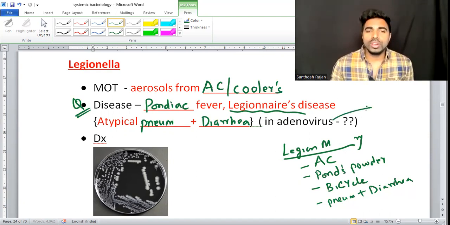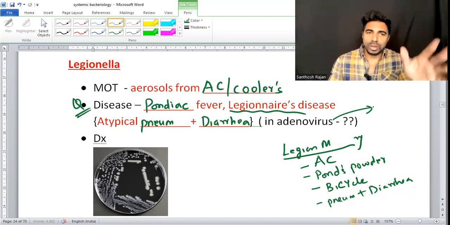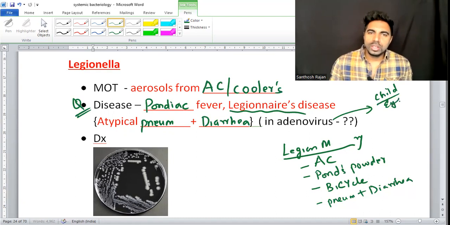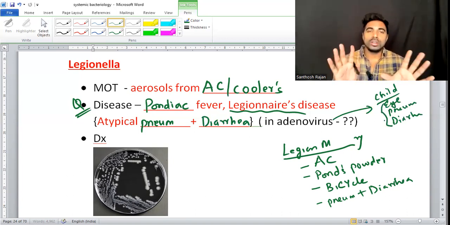Why did I put adenovirus here? Adenovirus is also a virus with a similar combination. Which children does it affect? Children with eye problems, pneumonia, that is respiratory infection, diarrhea, fever, as a combination. So this type of combination clinical question comes.